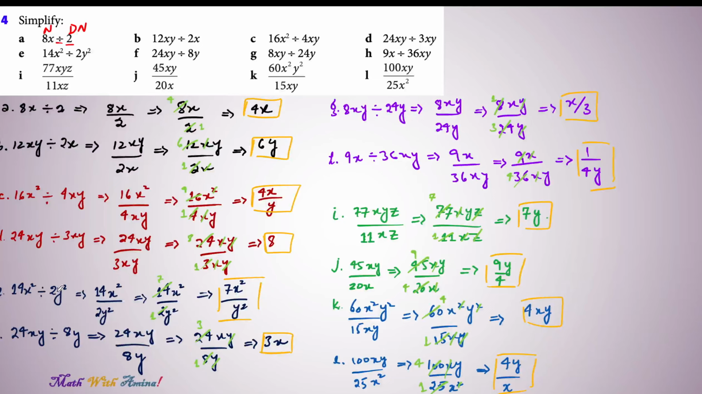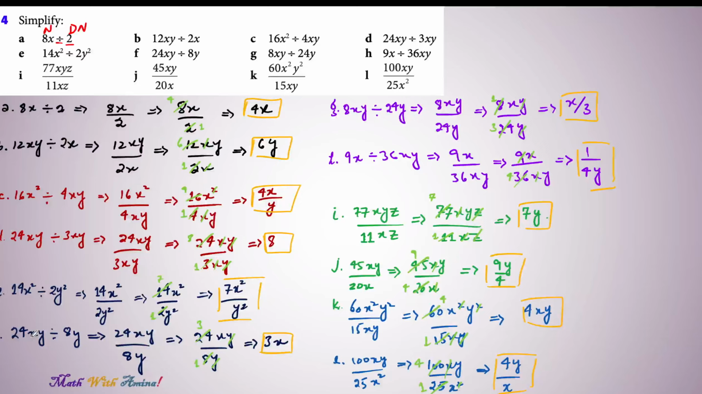14x squared divided by 2y squared. We write it in the fraction form. Then we look into the numbers 14 and 2. 14 divided by 2 is equal to 7. 7 in the numerator, and the variables are x squared and y squared. They cannot be cancelled, so we will have 7x squared over y squared.